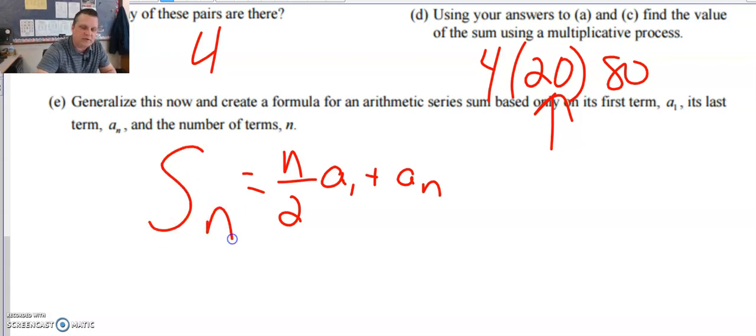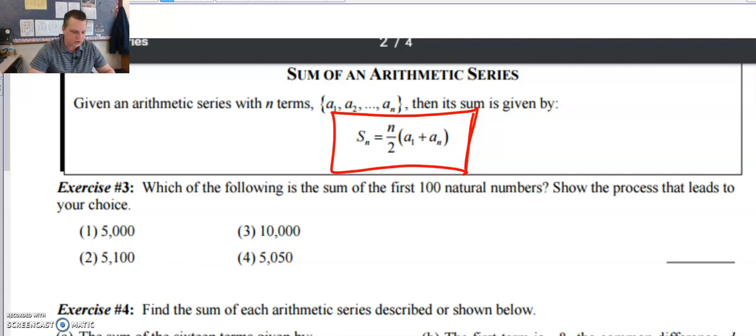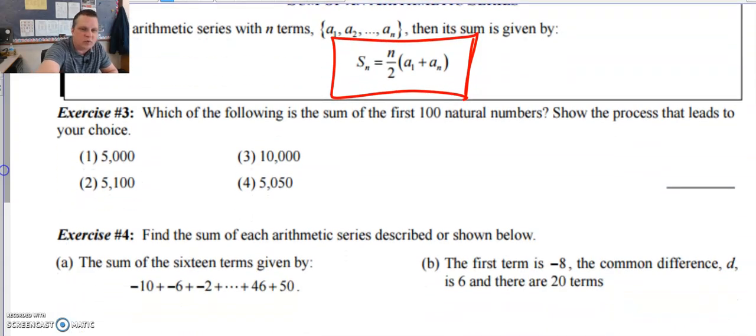And then you have the sum of n. N represents however many terms there are in the sequence. This would be in parentheses because you're doing that first and then multiplying by n divided by 2. So there's your formula. This is the formula you will be able to add to your sheet that we have from the Regents exam. We're able to put that right on the bottom and use that on any test and quiz.